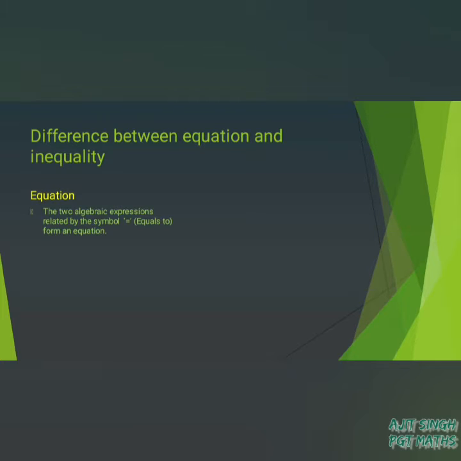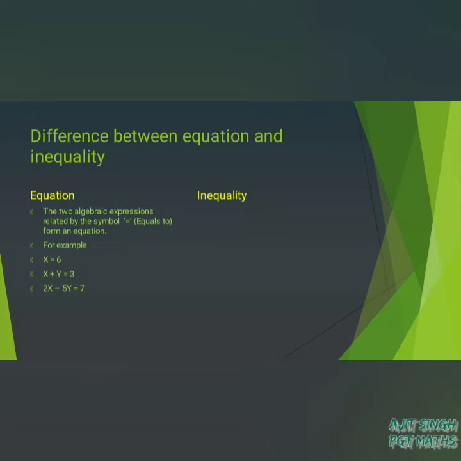Equation: two algebraic expressions related by the symbol equals to form an equation. Where we use the sign of equals to, it is known as an equation. For example, x is equal to 6, or x plus y is equal to 3, 2x minus 5y equal to 7. These are some examples of equations. The first example, x equal to 6, is based on one variable, and x plus y is equal to 3 and 2x minus 5y is equal to 7 are based on two variables.